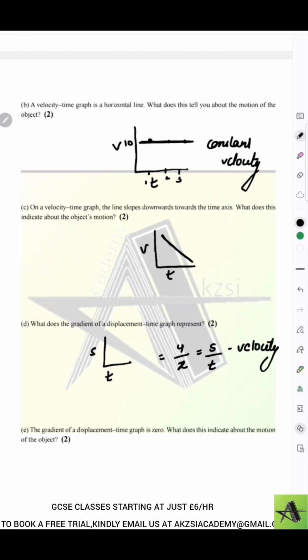Part E, the gradient of a displacement time graph is 0. What does this indicate about the motion of the object? Now the gradient is 0, that means your velocity is 0. So it's stationary. See, if this is a displacement time graph, and the gradient is 0, that means it's like this, a horizontal one. And if it's a horizontal one, you can clearly see time is passing but displacement is 0. So that means the object is stationary.